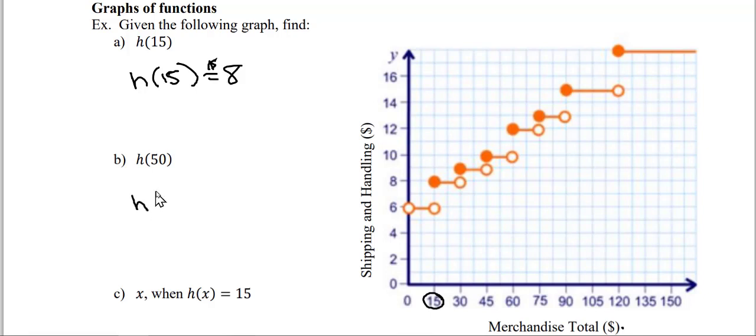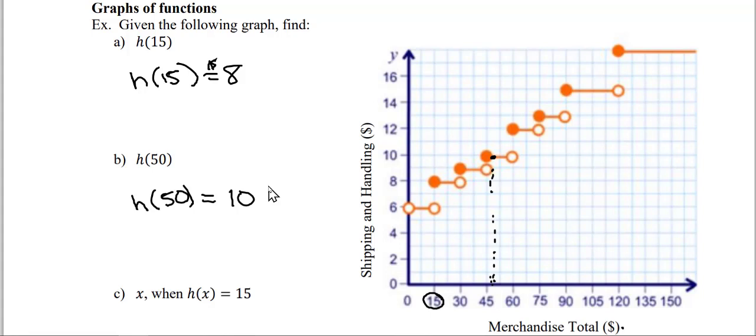What about H of 50? This is a similar thing. We just have to come over here. 50 is in the middle of these two, kind of about here, right? Go all the way up to where you hit the graph, which is going to be about here. That is $10 for shipping and handling there. Okay?